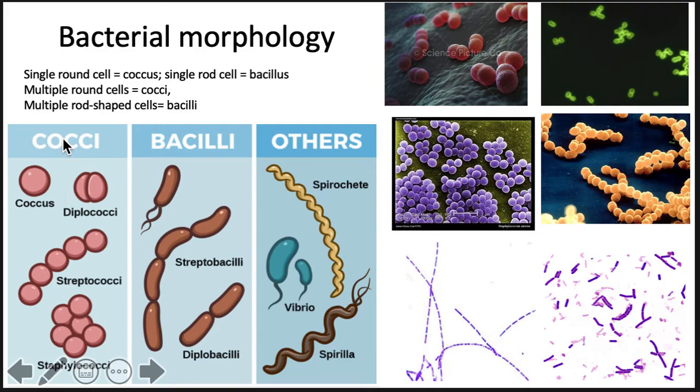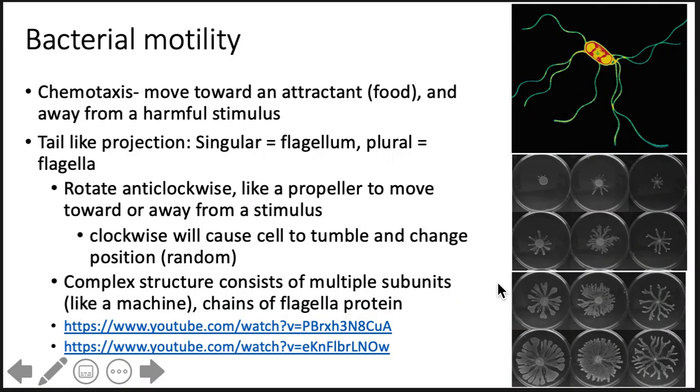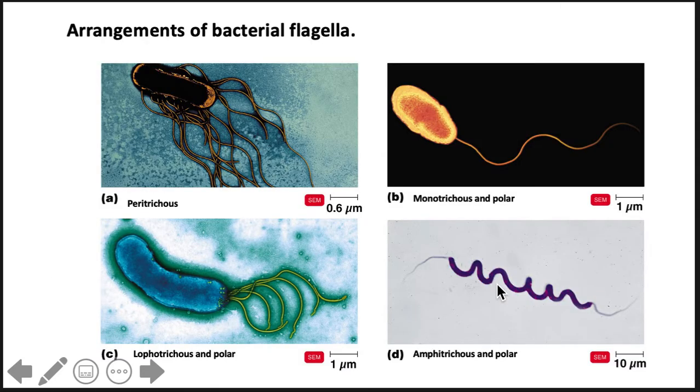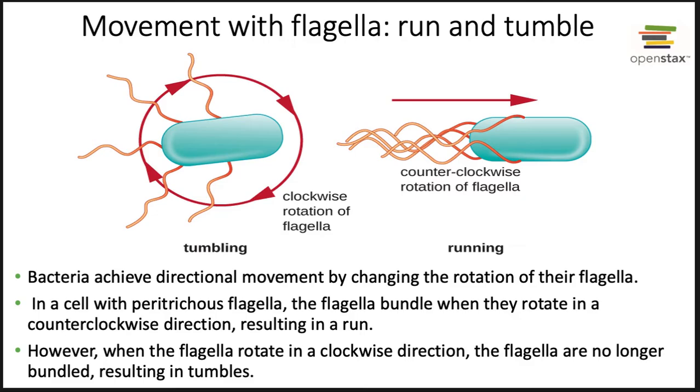So just remember that if it's round, it's cocci. If it's rod-shaped, it's bacilli, and others are spiral. So you have your spirochetes, your Spirilla, and your Vibrio. And if it's in a chain, it's strepto. If it's in a cluster, it's staphylo. Some bacteria are able to move around, and that will be typically due to the presence of one or more flagella. If it's highly motile, it will be capable of swarming.